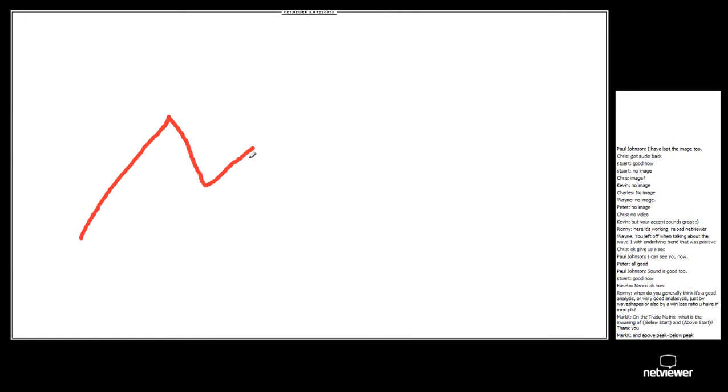Okay. Now, there are 4 waves in every single cycle. 1, 2, 3, 4. Okay. Wave 1, wave 2, wave 3, wave 4.